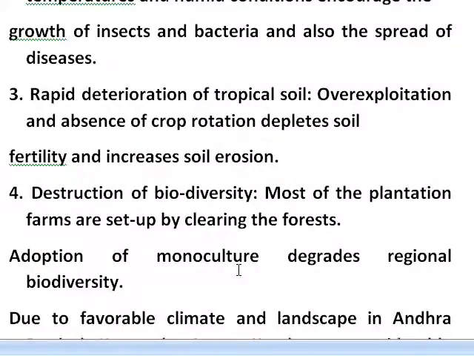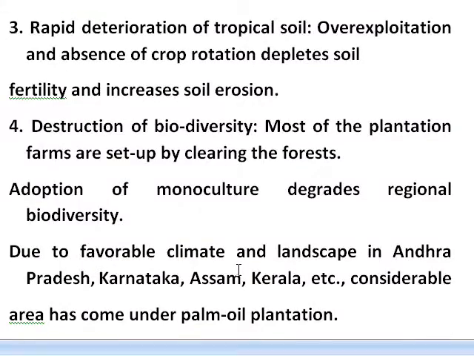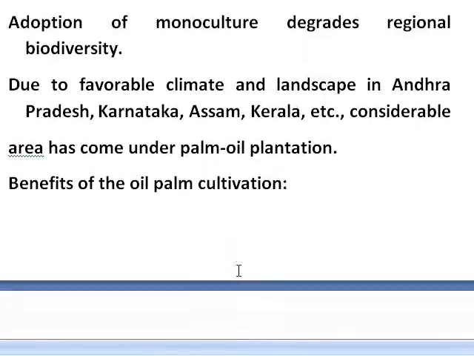Rapid deterioration of tropical soil: over-exploitation and absence of crop rotation deplete soil fertility and increase soil erosion. Destruction of biodiversity: most plantation farms are set up by clearing forests, and monoculture degrades regional biodiversity. Due to favorable climate and landscape, in Andhra Pradesh, Karnataka, Assam, Kerala, etc., considerable area has come under palm oil plantation.